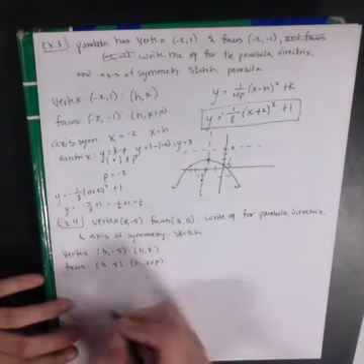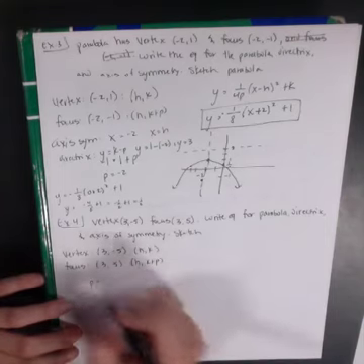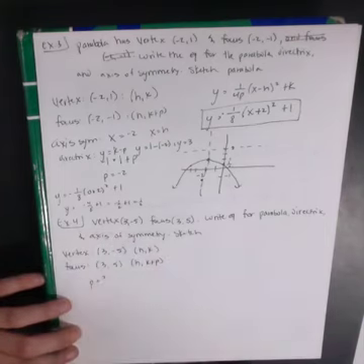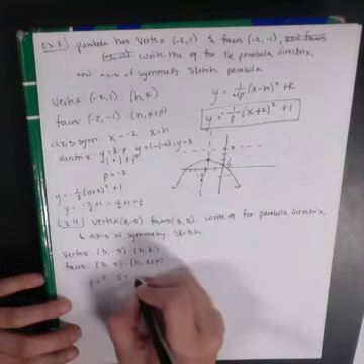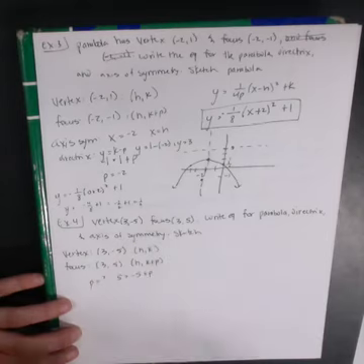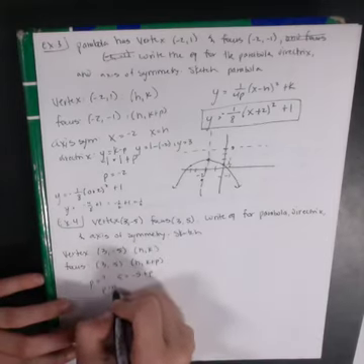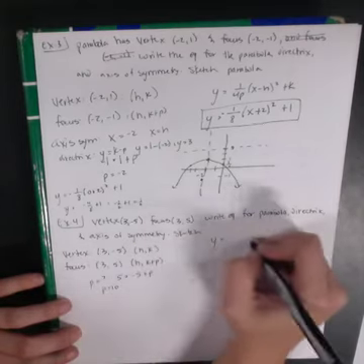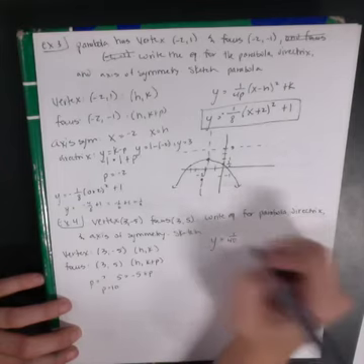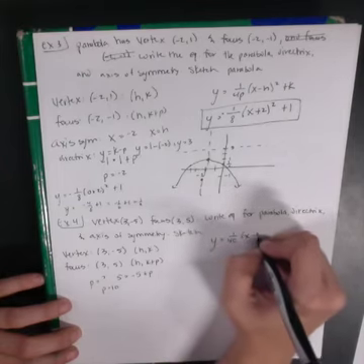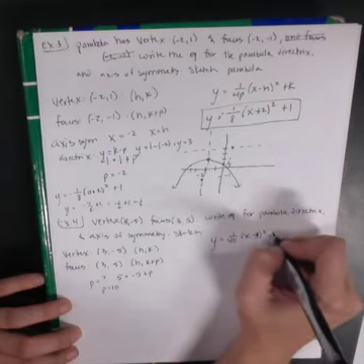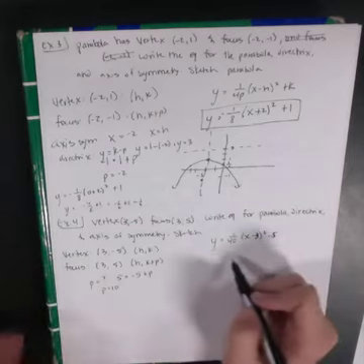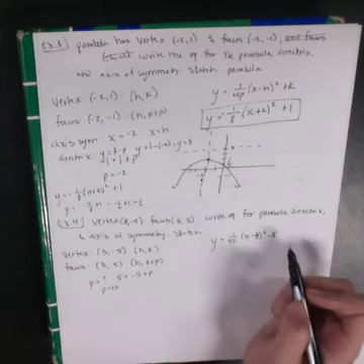Okay, so I first want to find my p, right? P is question mark. I know that 5 in my focus equals k plus p, which is negative 5 plus p. So p is 10. So my equation, I'll have y equals 1 over 4p times (x minus h) squared plus k. So y equals 1 over 40 times (x minus 3) squared minus 5.